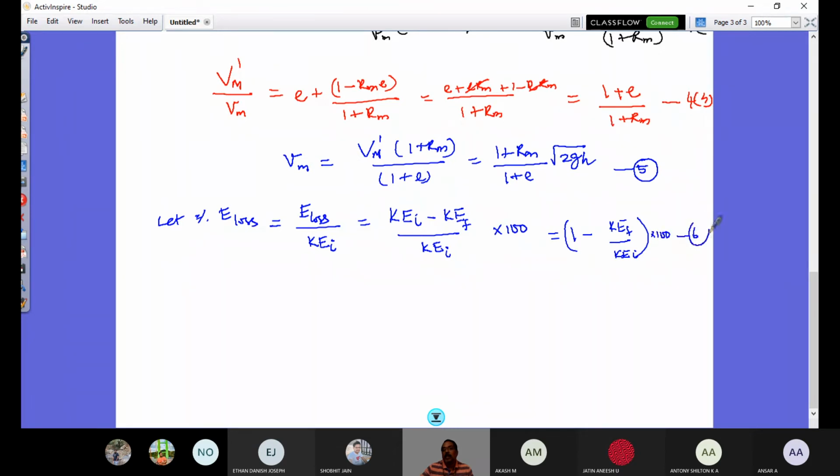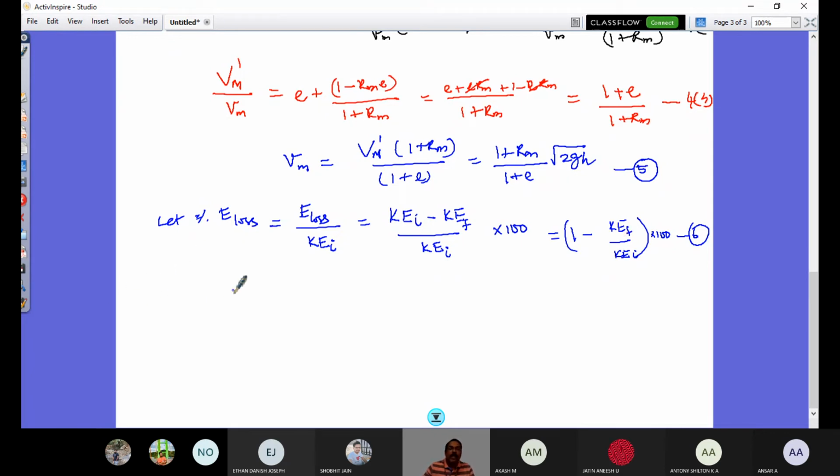That's equation number 6. So this is percentage energy loss. This percentage energy loss again I have to express through Rm and E. So I have my parameters E, masses. So I have to get everything in terms of Rm and E. That's the idea. So for that, now let me substitute these expressions here and proceed to derive.